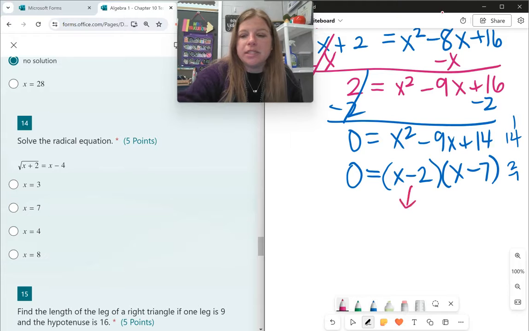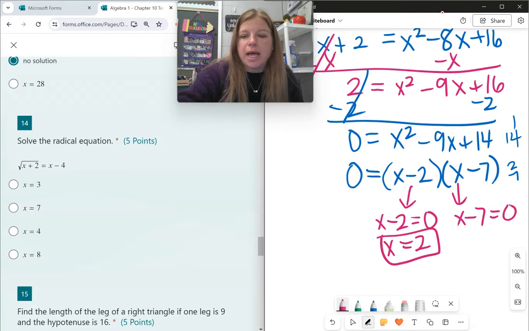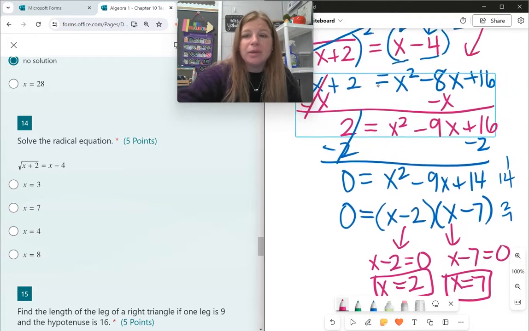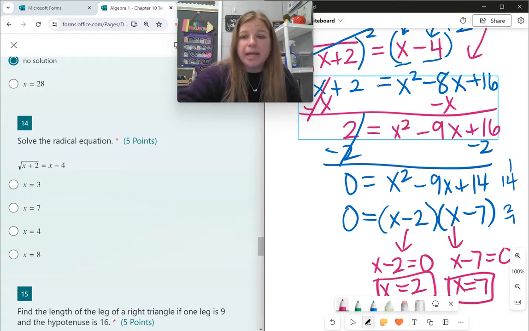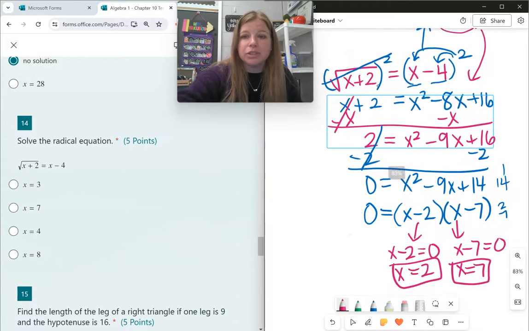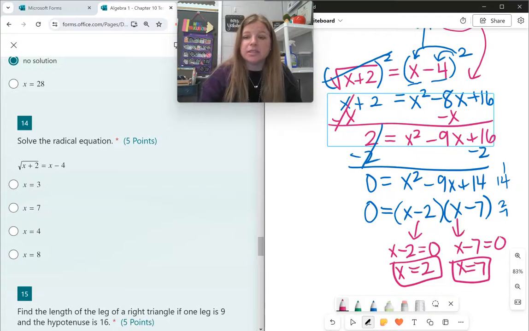Last step, set each factor equal to 0. So x minus 2 gets set equal to 0. X minus 7 gets set equal to 0. And I end up getting x equals 2 and x equals 7. But I do have to be careful because sometimes there's extraneous solutions. And the only way to figure that out is to go back and plug it back into the original equation. So I have to see, does it check out?